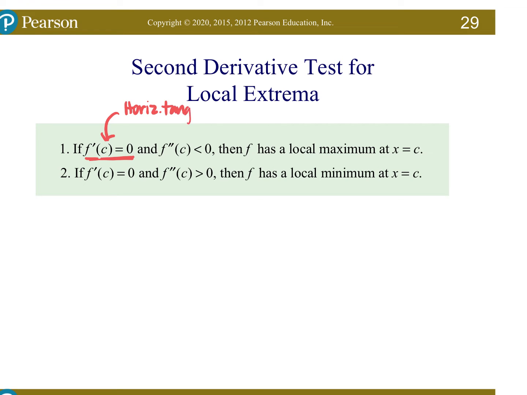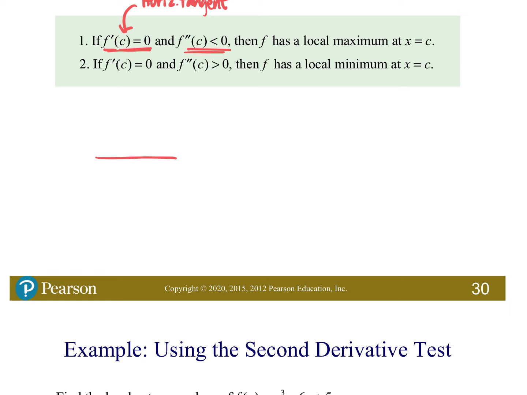So if you have a horizontal tangent and the concavity is negative, then f has a local maximum. You can flip-flop that statement. F has a local maximum at c because there is a horizontal tangent and negative concavity. Okay, so horizontal tangent with negative concavity would make a max. But a horizontal tangent with positive concavity, like that, is going to make a min.